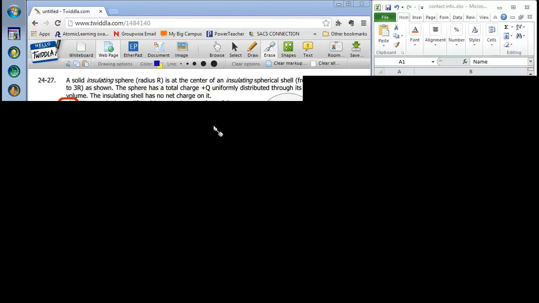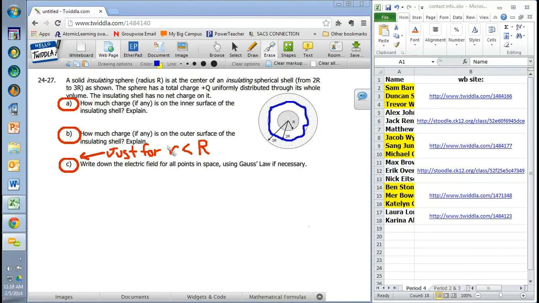Okay, now this time what I want you to do is, you don't have to do it now, but what I'd like you to do it for is 2R is greater than little r, which is greater than big R.